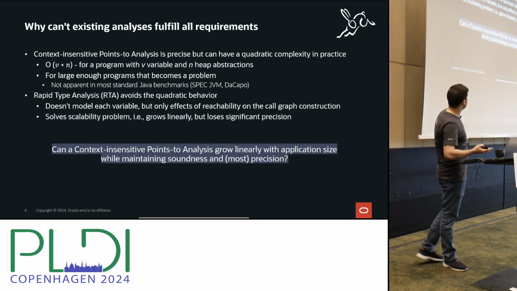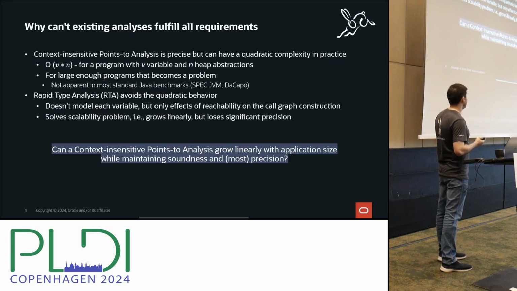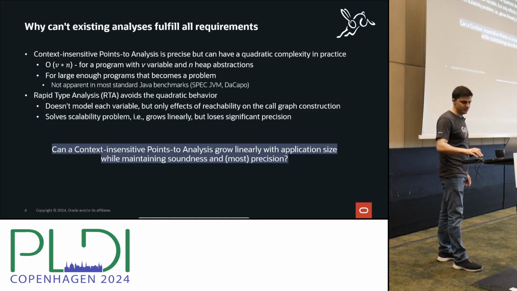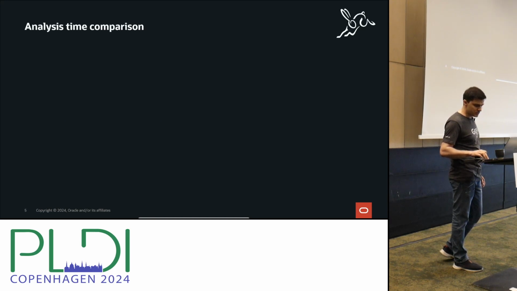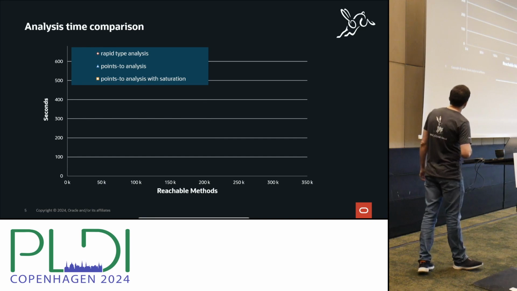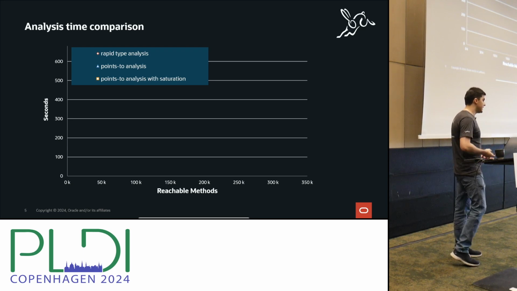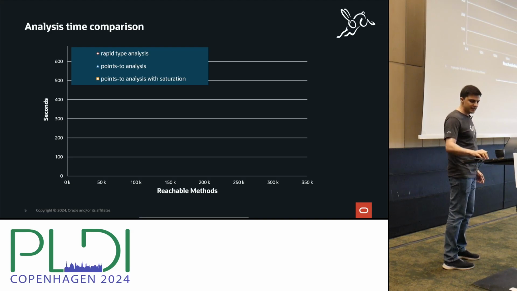So the question we asked ourselves was, can a context-insensitive points-to analysis grow linearly with application size while still maintaining soundness and most of the precision? And the answer for that is yes in our case. So let me plot the analysis I just mentioned here. We're looking here at, on the x-axis, the reachable methods after the analysis finishes and the compiler removes all the unreachable code. And on the y-axis, we have the analysis time.